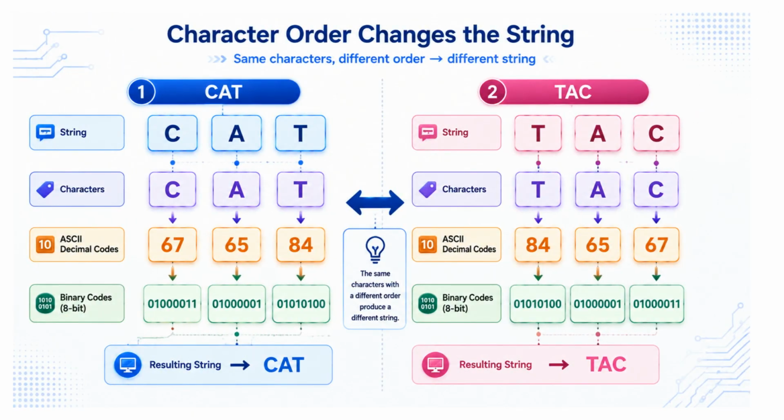Now let's understand why character order is important. Here we have the string cat. Its characters are C, A, T. Their ASCII decimal codes are 67, 65, and 84. Now look what happens when we change the order. Instead of CAT, we arrange the characters as TAC. The codes are now 84, 65, and 67. The same characters are being used, but because their order has changed, the resulting string changes from cat to TAC. So remember, a string is an ordered sequence of characters. Changing the order of the characters changes the string.